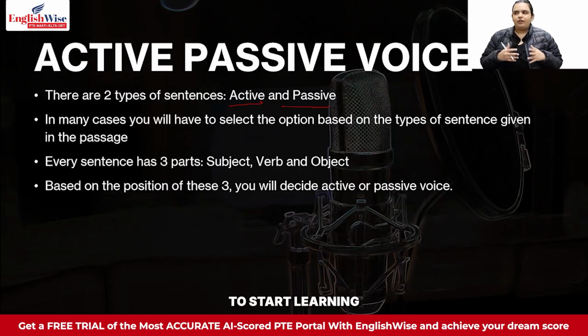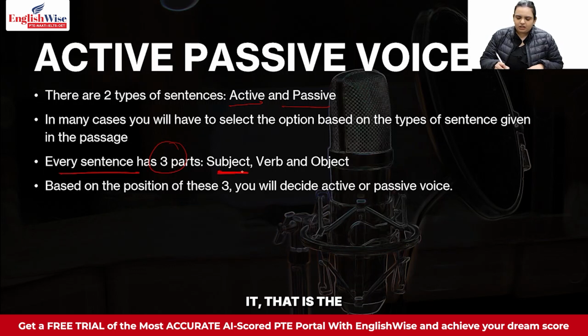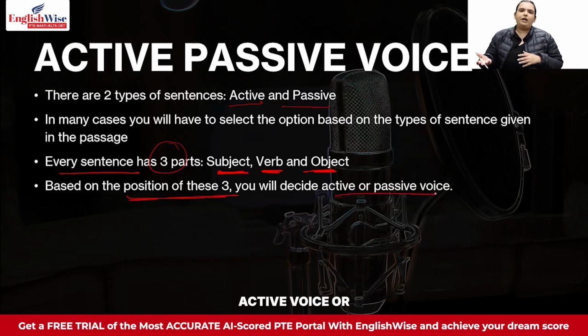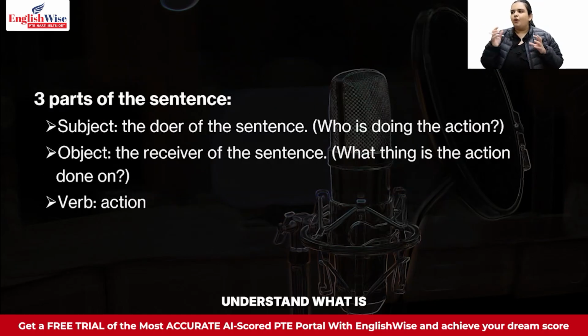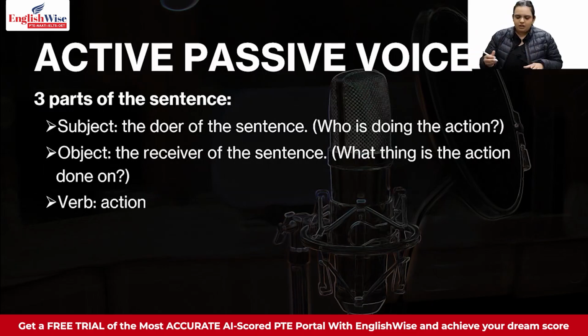Now, when you want to start learning about active passive voice, you need to know about the structure of a sentence, because active passive voice is completely based on how a sentence is structured in front of you. So, every sentence has three parts to it. That is the subject, the verb, and the object. And based on the position of these three parts, you will decide whether a sentence is active voice or passive voice. Okay? So first let us understand what is subject, object, and verb.